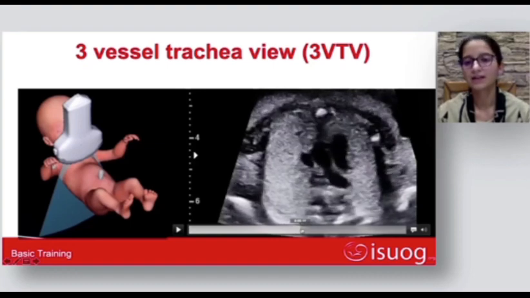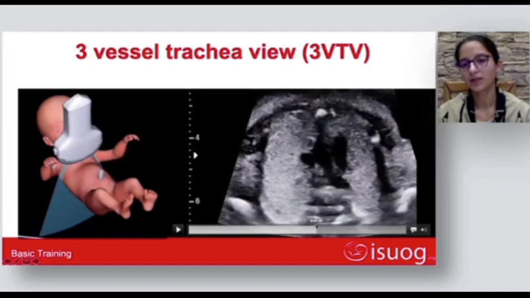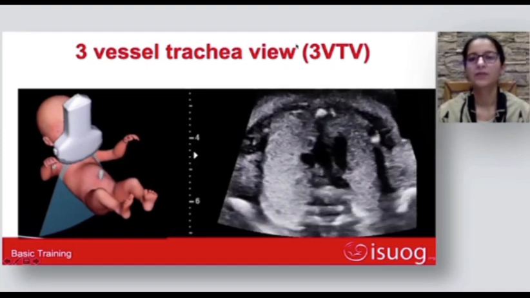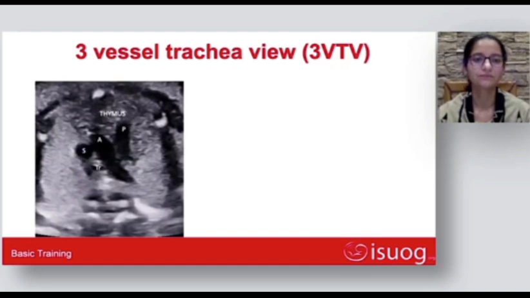Both the arches are situated to the left of the trachea, and this black dot that we see here is the trachea. The 3-vessel trachea view is a very good view and obtained quite easily to assess the outflows and the 2 arches. Seeing the relevant anatomy of this plane, one can appreciate the pulmonary artery continuing as the ductal arch, the ascending aorta continuing as the aortic arch, and both of them join the descending aorta.